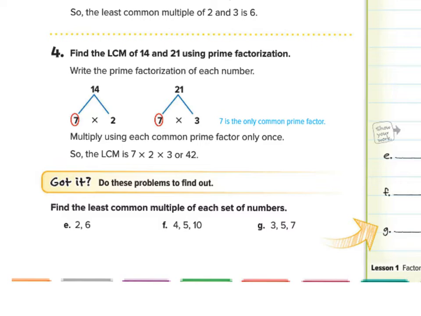In 4, they look for the least common multiple of 14 and 21 using prime factorization. That's what we were just doing, the prime factorization, the prime trees. So go ahead and take a look at that. Now, let's do E, F, and G.